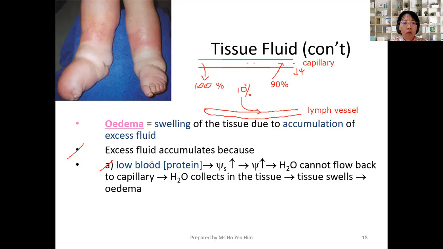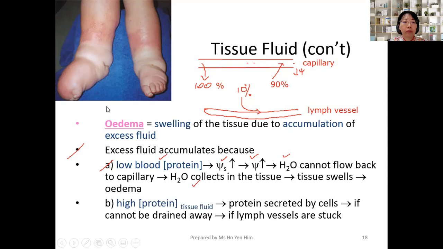Okay, so when you have low blood protein, psi-S will increase, psi will increase. So the water potential gradient is not steep, so water cannot flow back into the capillary. Therefore, water collects in the tissue and the tissue will swell, so it's called edema.